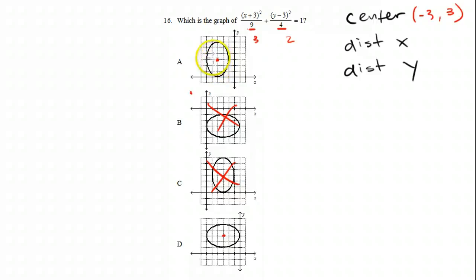So looking at this, I can see in the x direction, which is left and right, I go left and right 3, and up and down 2, because it's the y's 2, and this one does not match up. So we can look at this one, left and right 3, up and down 2, and yes, this one does definitely match our equation. So the answer is D.